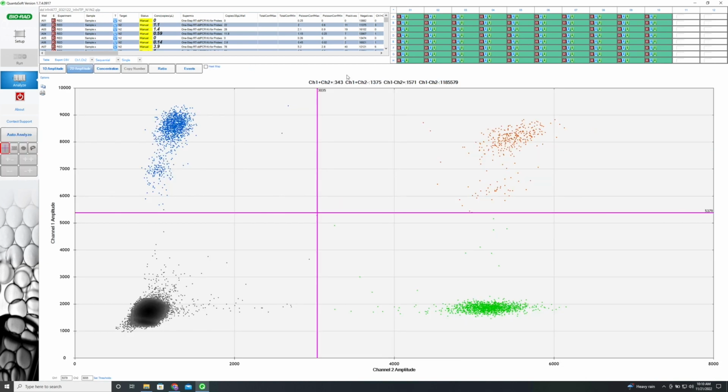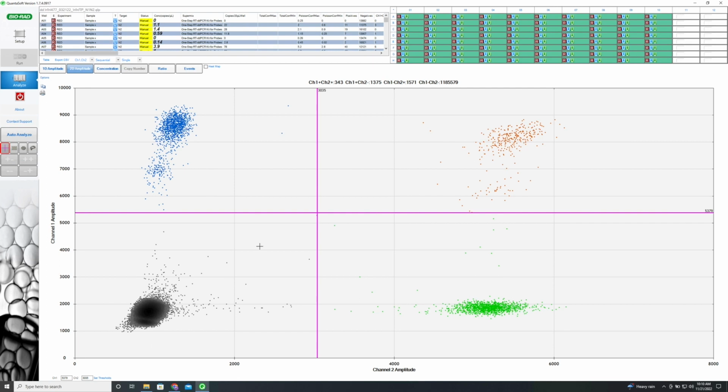Shown here is a 2D view of the droplet clusters. As you can see, all the samples on the plate are highlighted and represented within the clusters displayed. While the green and blue droplets represent the N1 and N2 genes respectively, the orange droplets contain both targets, while the gray droplets do not contain the target. There should be clear separation between positive and negative droplet clusters as shown here.